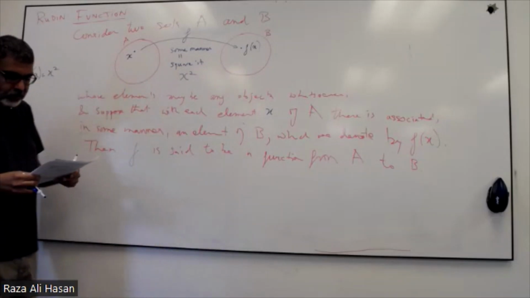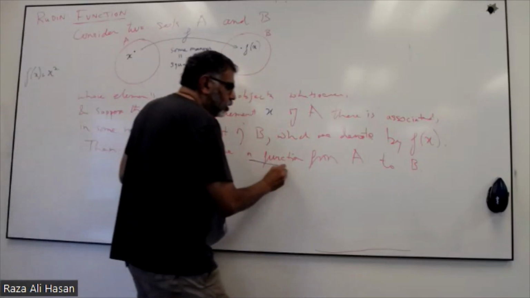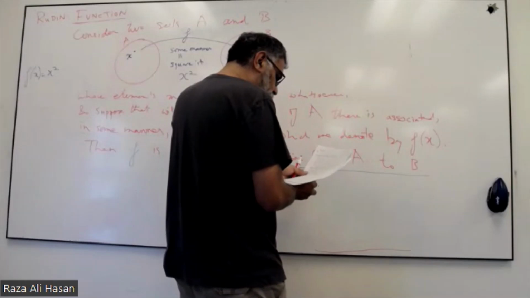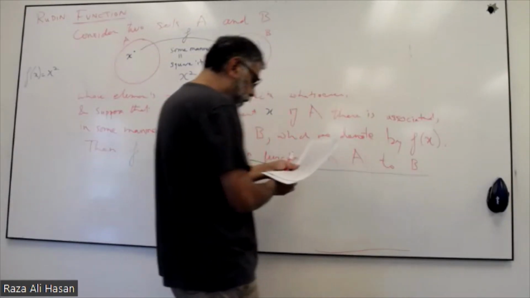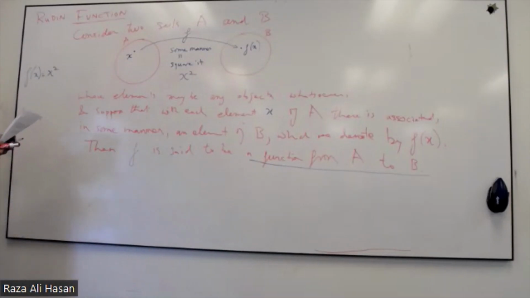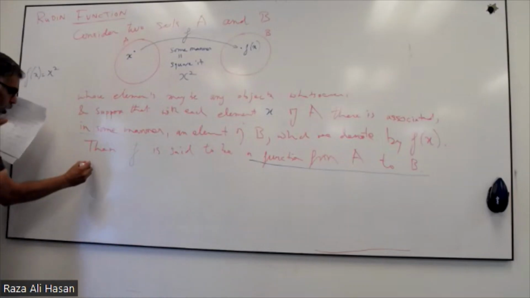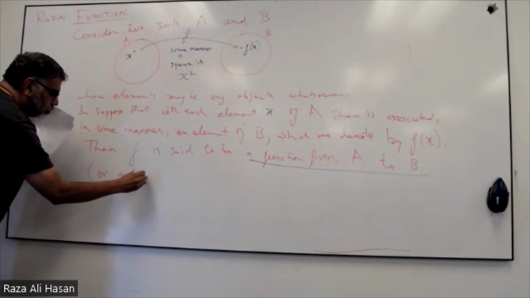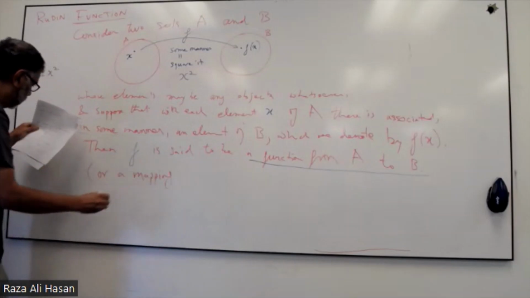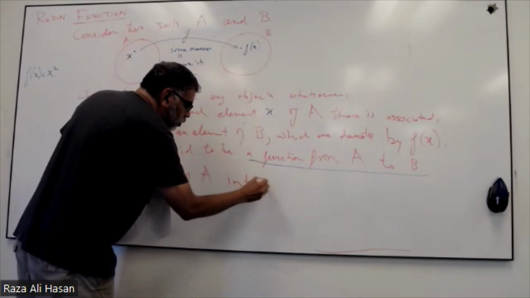That is not a function. Okay, all right. And then there's some more terminology. So this is a function from A to B, and I messed this up. Another way to say what's happening here is this: we can say then f is said to be a function from A to B, or a mapping of A into B.